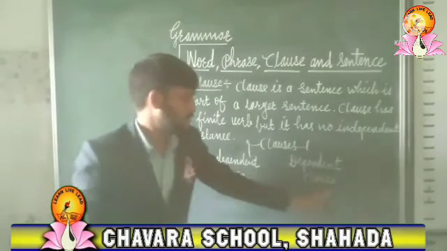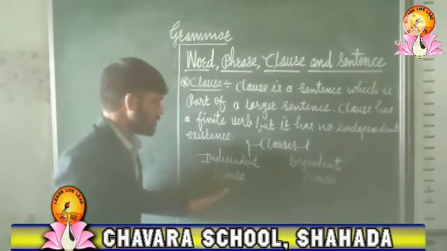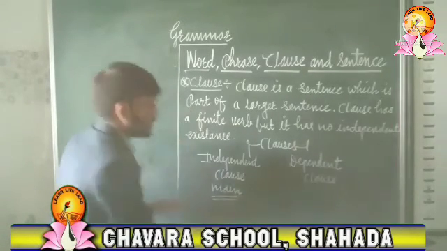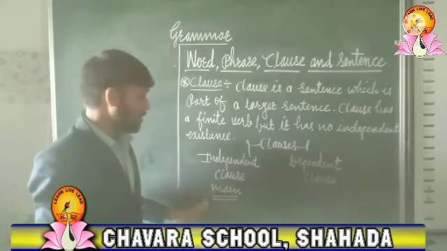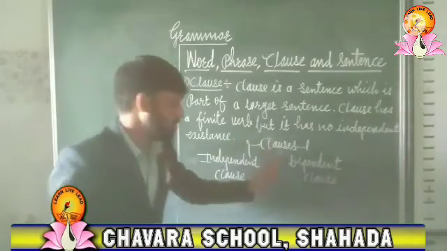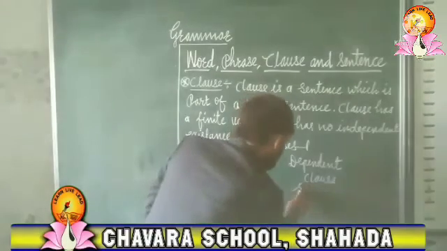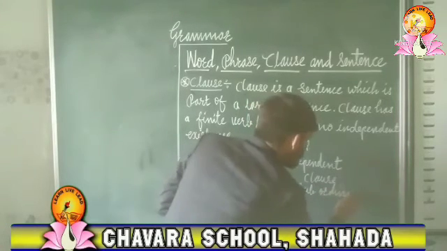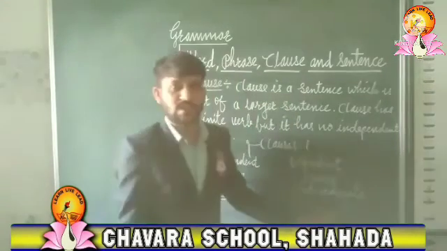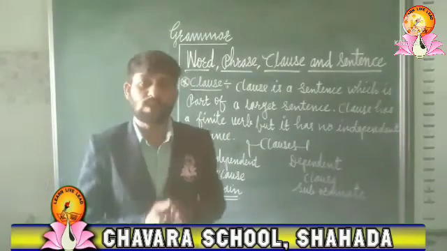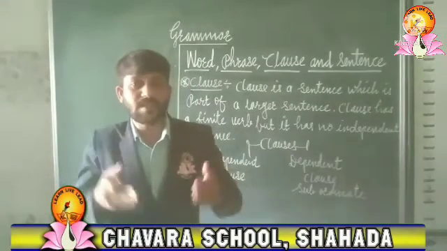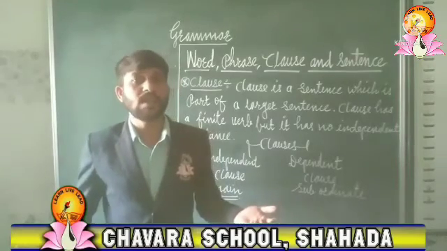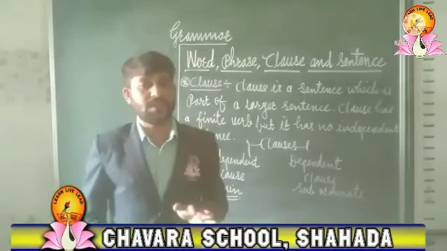Independent clause and dependent clause. An independent clause is known as the main clause or principal clause, and a dependent clause is known as a subordinate clause. So we can say a larger sentence is divided into two clauses or more than two clauses. Let us see an example of it.